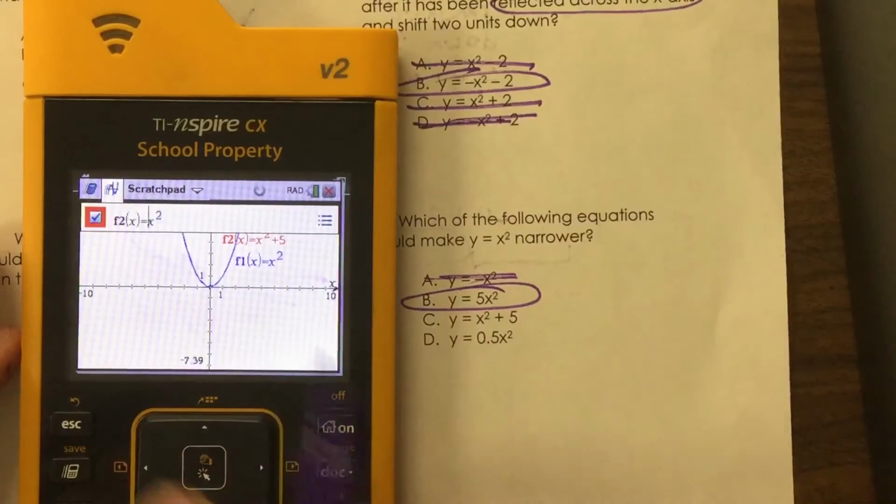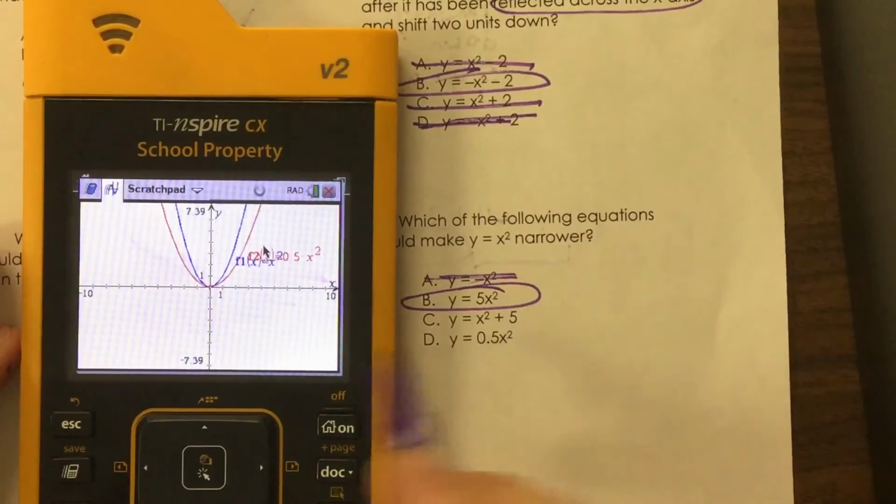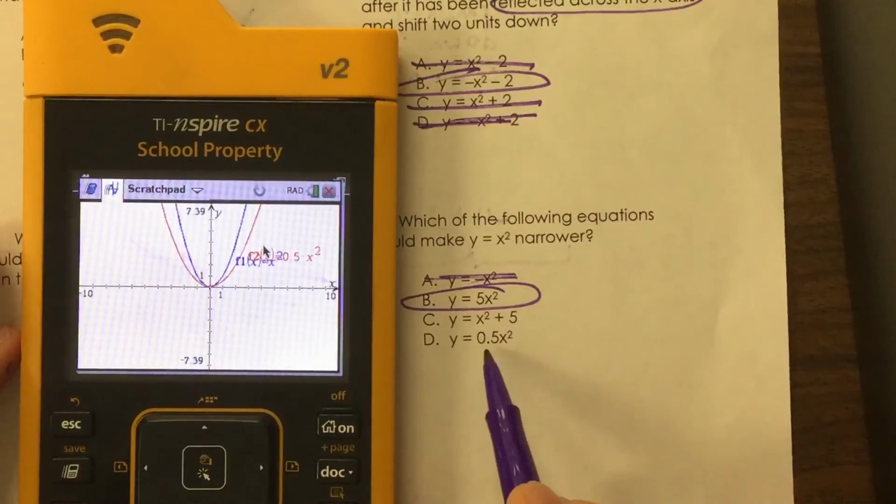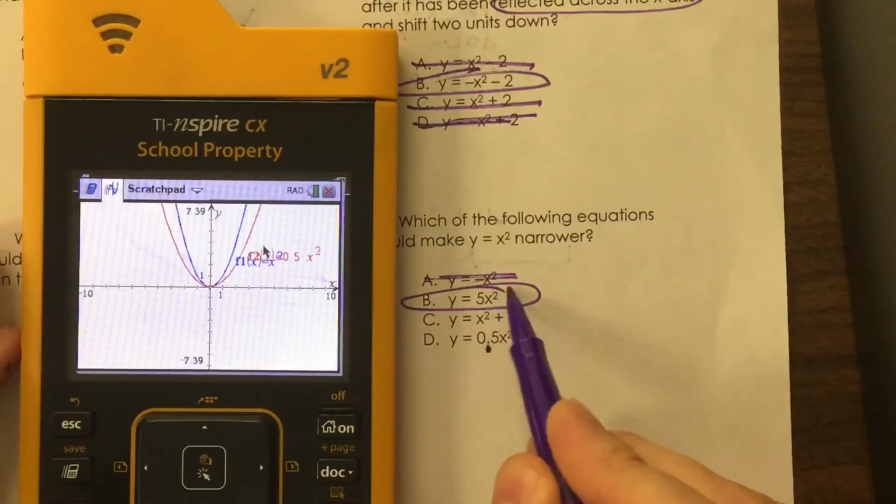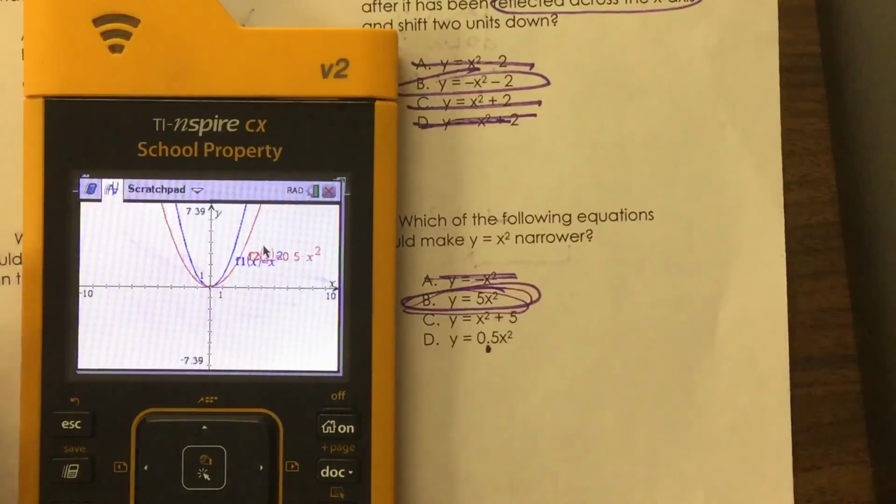Let's look at that one together. 0.5. The number smaller than 1. The smaller the number in front, that's called the A value, the wider the graph gets. So to make it narrower, we were right in choosing choice B.